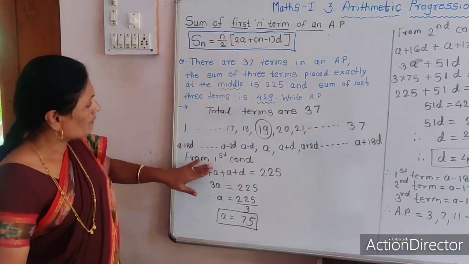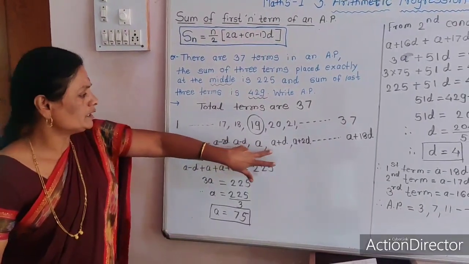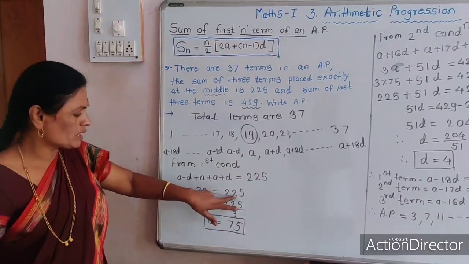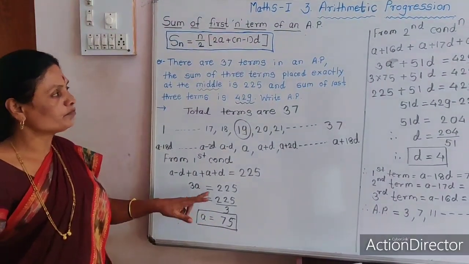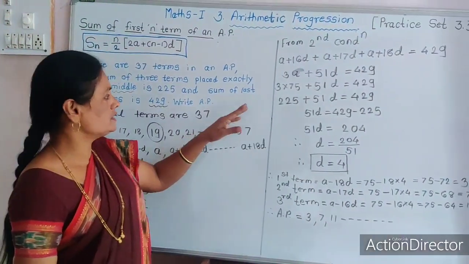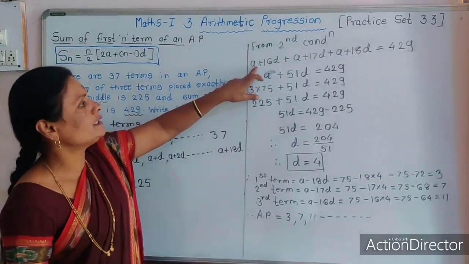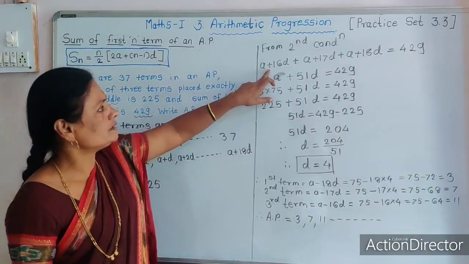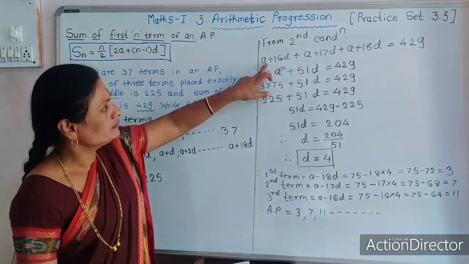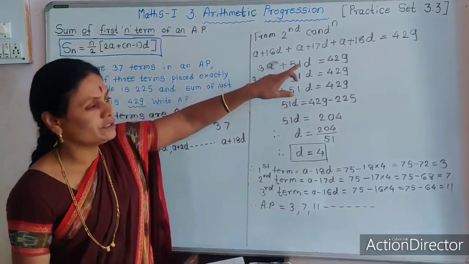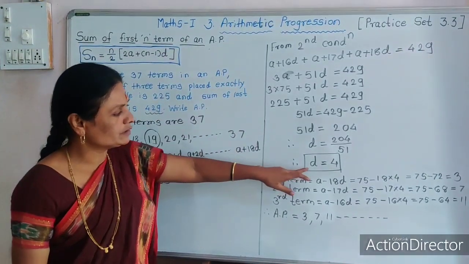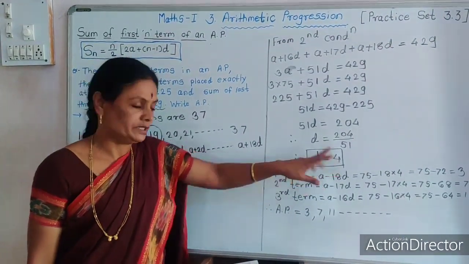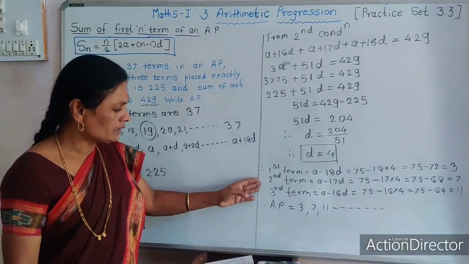Now from the first condition, the sum of the middle 3 terms is 225. From this condition we get the value of A. The second condition is that the sum of the last 3 terms, which are here, is equal to 429. From this condition we get the value of D. Now we write the AP here.